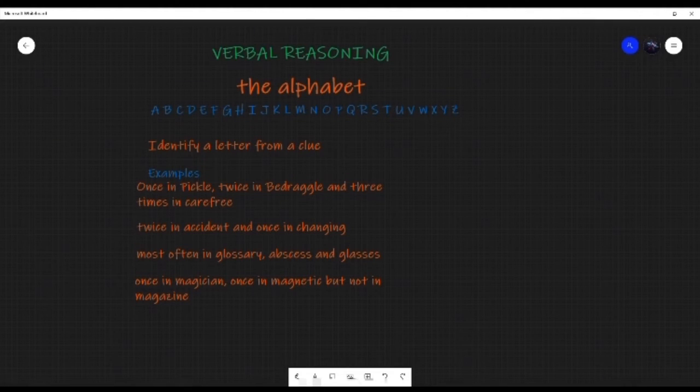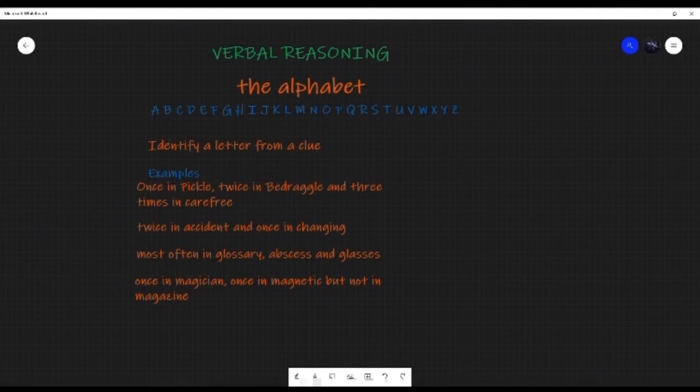So all you have to do is start with the one which is most, but they're both the same, so you can just pick magician. Once in magician there's quite a lot, but then you have to look at magnetic and see which appears in both once. There is a lot. So there's M, there's A, there's N, and there is C. So now we've got to go there.